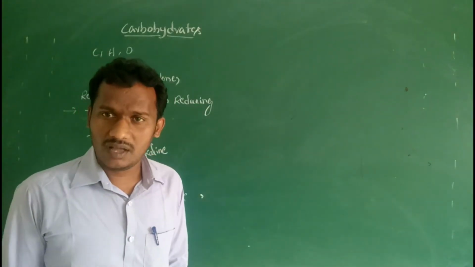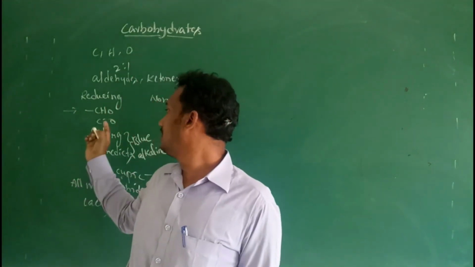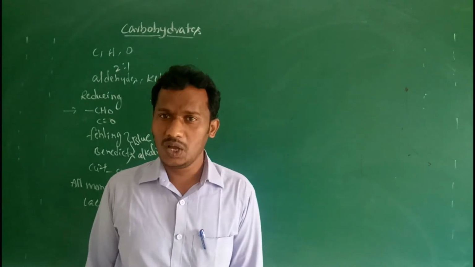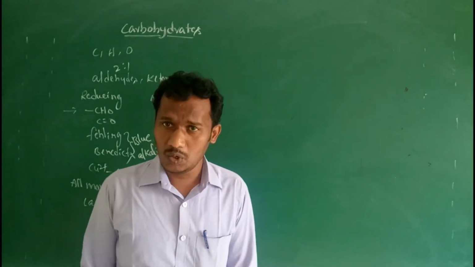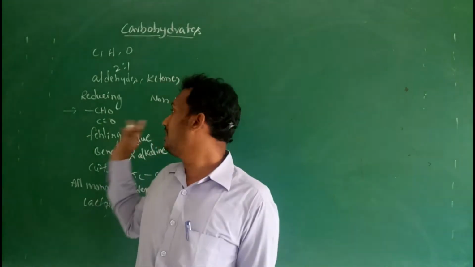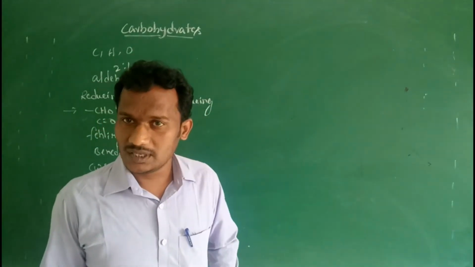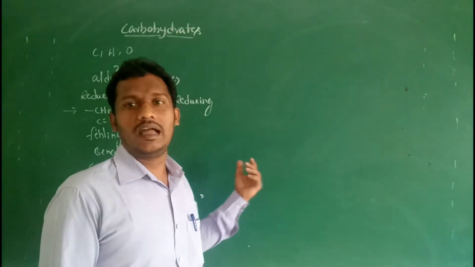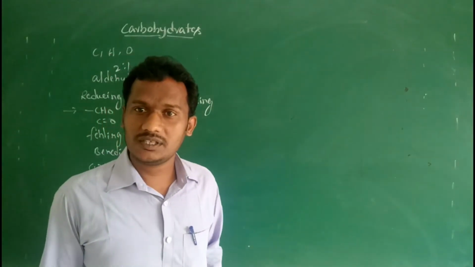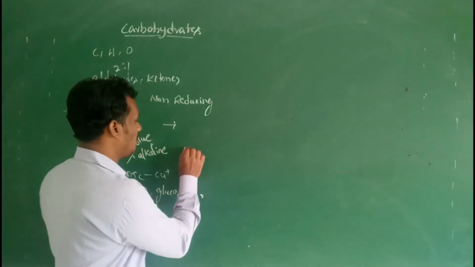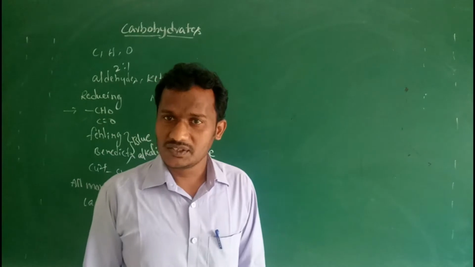Then non-reducing sugars. Non-reducing sugars do not have free aldehyde and ketone groups. Due to this, these sugars cannot reduce Fehling and Benedict solution, that means they cannot reduce cupric ions to cuprous ions. This is known as non-reducing sugars. The best example for non-reducing sugars is sucrose.